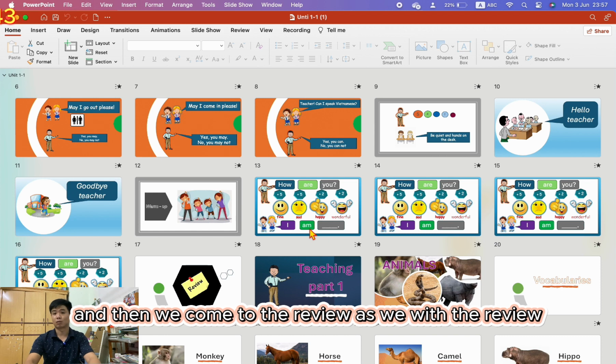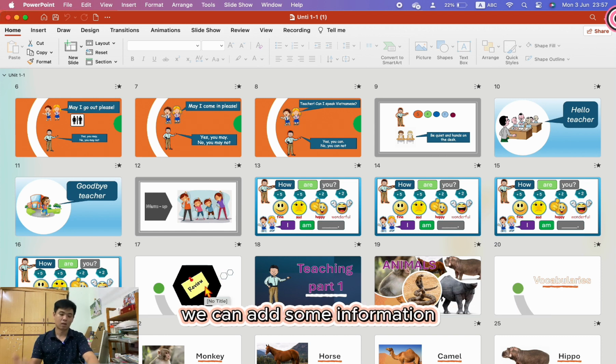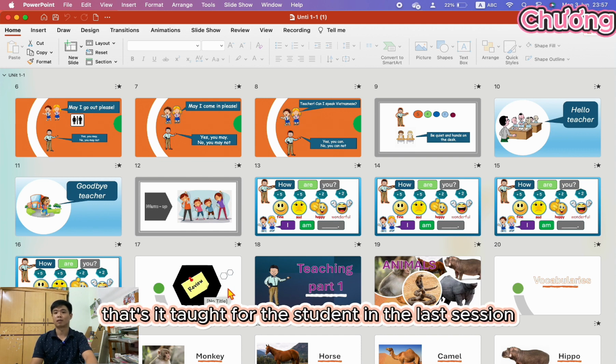And then we come to the review. With the review, we can add some information that we taught the students in the last session.